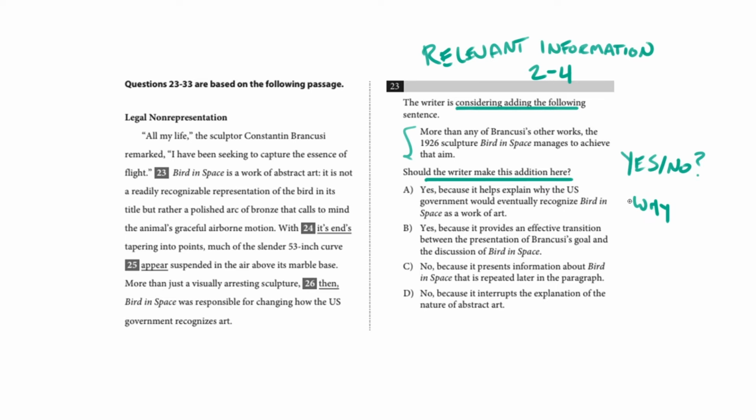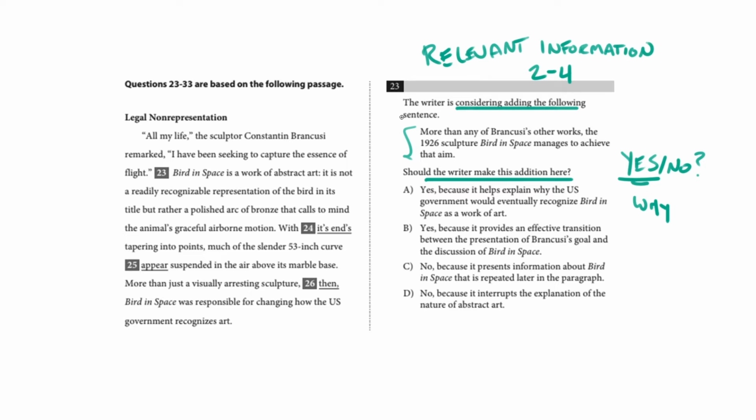So what's nice as a strategy is we can first make that binary yes and no decision, because there's 2 yeses and 2 nos. We can knock out half the answers and then free up some brain space for the rationale. Because you can be correct that the author should or should not make an addition, but if you haven't identified the correct reason, then you won't get the question correct.